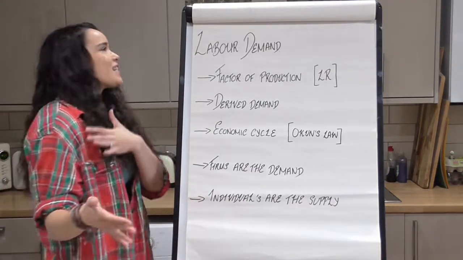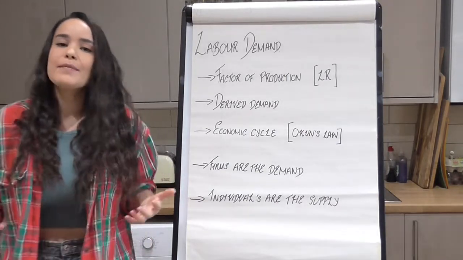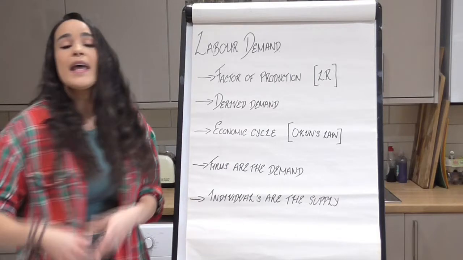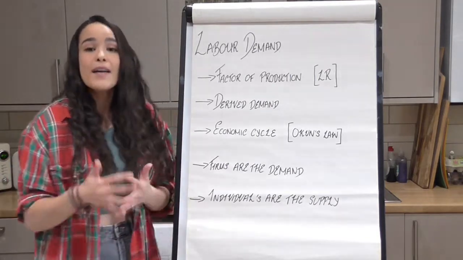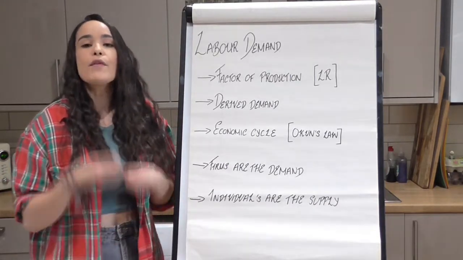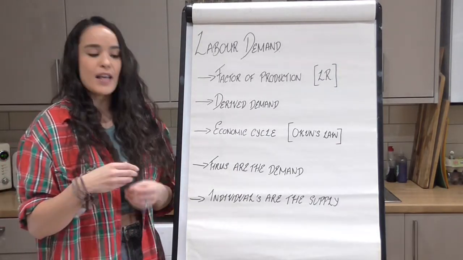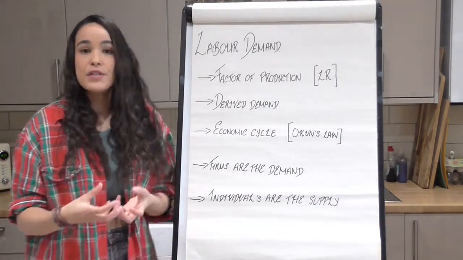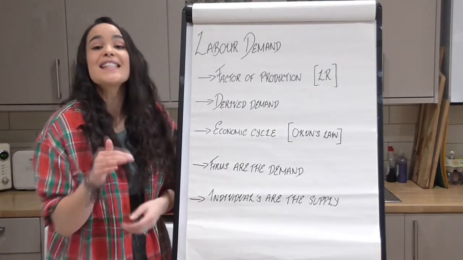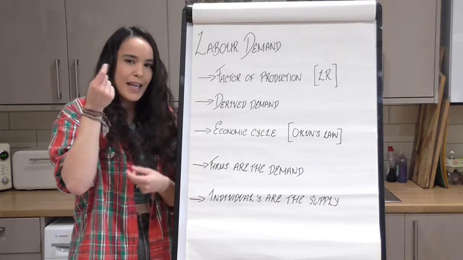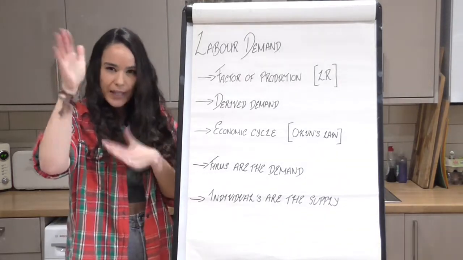One thing I see students get really confused about in labour markets is who is demand and who is supply. In all the other markets we have learned about, demand comes from consumers and supply comes from producers. That's absolutely the same rule in the labour market. It just takes a little bit of tweaking in your brain to think about where that comes from.